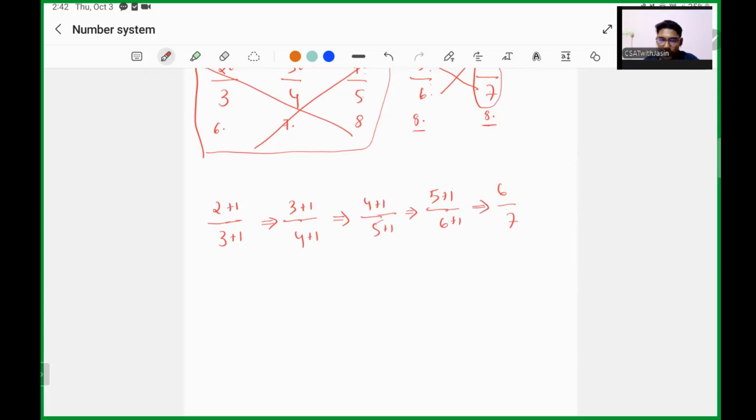So if there is a fraction, let's say p by q. P by q is a fraction. Now I am adding a number n, a positive integer n, to both numerator and denominator. You are getting, let's say, another fraction a by b. Then a by b will always be greater than p by q if p by q is a proper fraction.